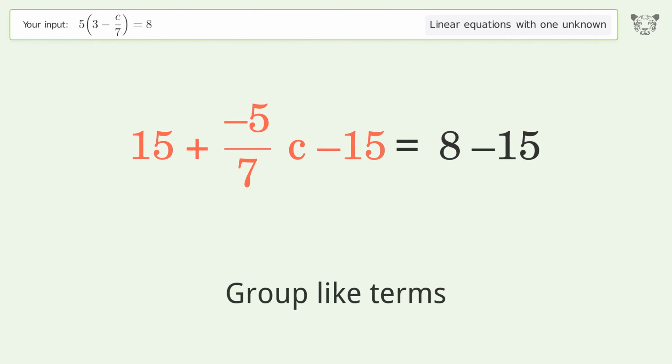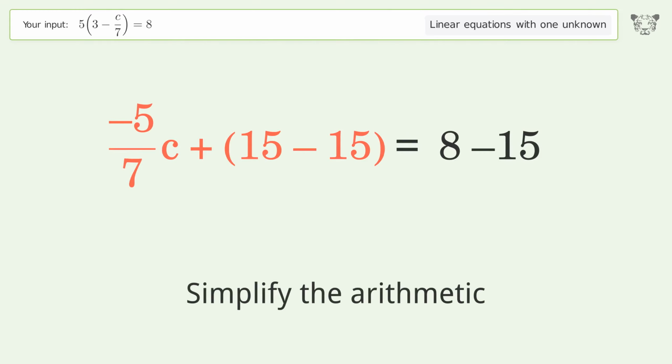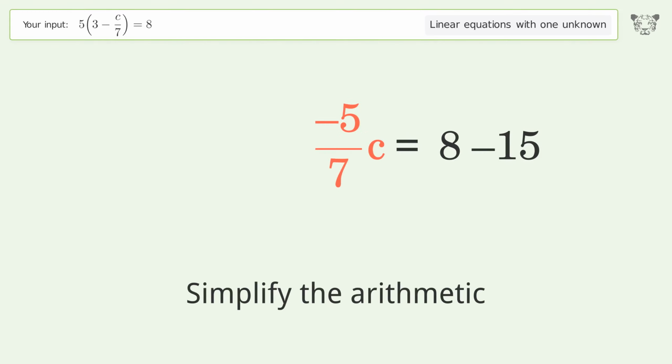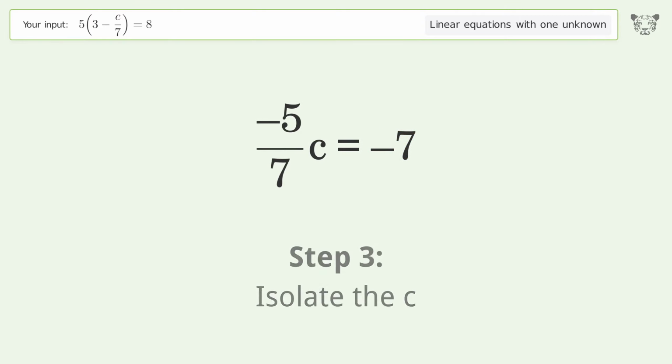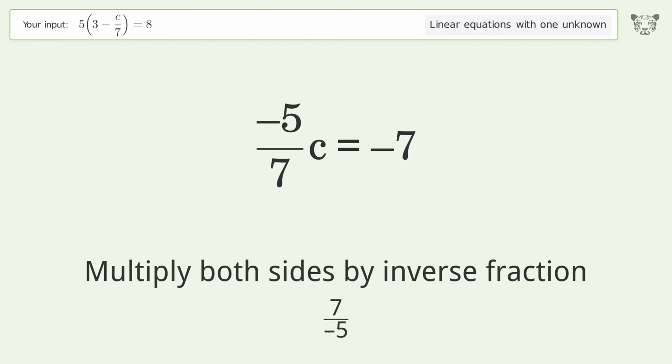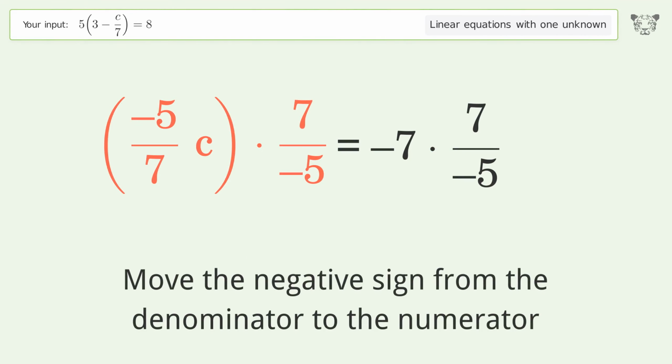Group like terms. Simplify the arithmetic. Isolate the c. Multiply both sides by the inverse fraction 7/5. Move the negative sign from the denominator to the numerator.